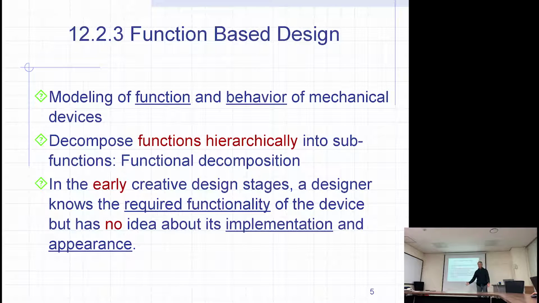And the final nodes can be parts of the airplane. So function of the fuel or tire, function of the jet engine, function of wing, function of seat, function of cockpit, many, right? So that is functional decomposition. So in the early creative design stage, the designer knows the required functionality. What is the required functionality of the airplane? But at the beginning, you don't know what the implementation and appearance can be.